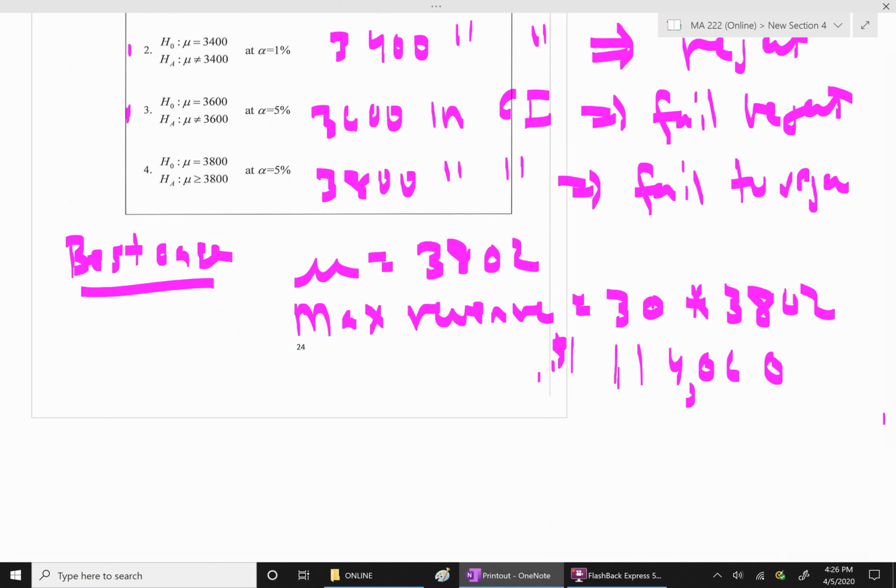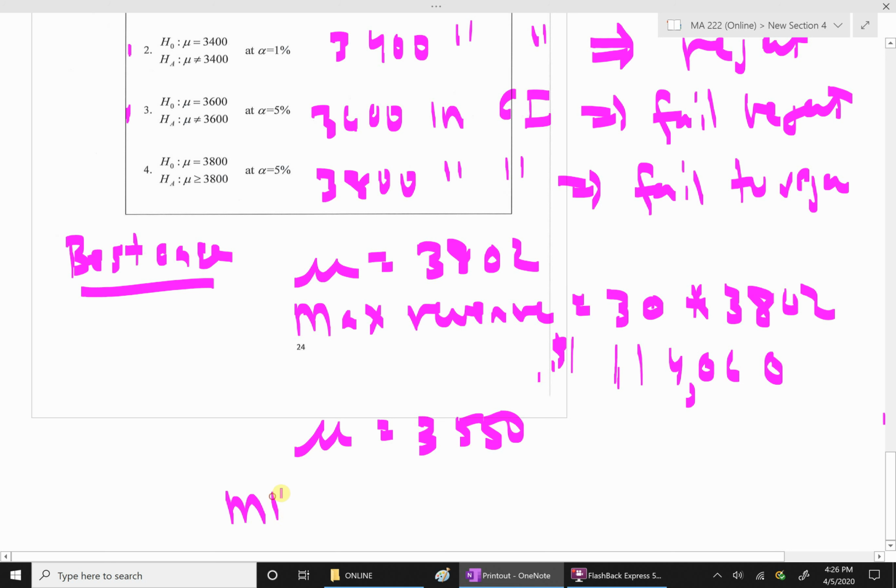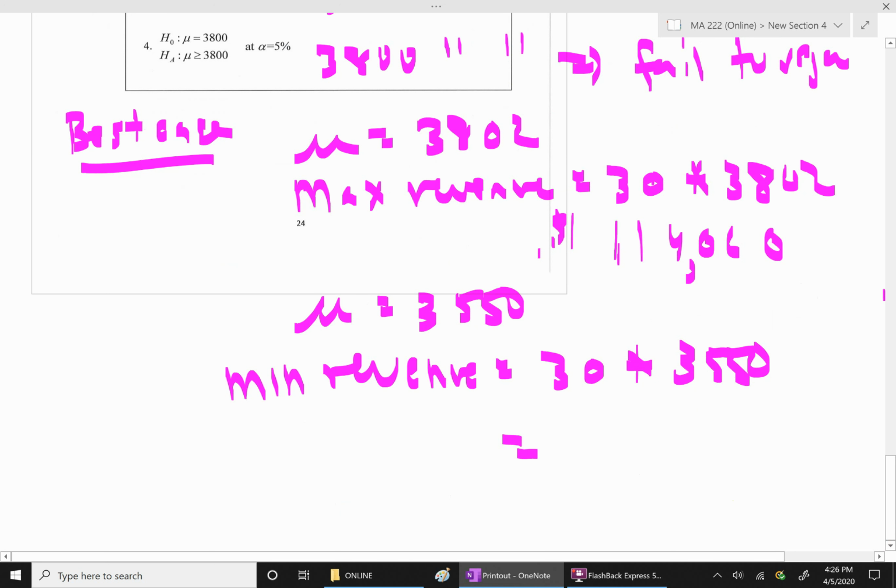What if, on the other hand, he wants to see what would be the minimum he'd be bringing in? Well, his estimate for the minimum value that mu could have would be 3,550. So the minimum revenue would be 30 times 3,550. And again, you just work out whatever this is, and it's $106,500.